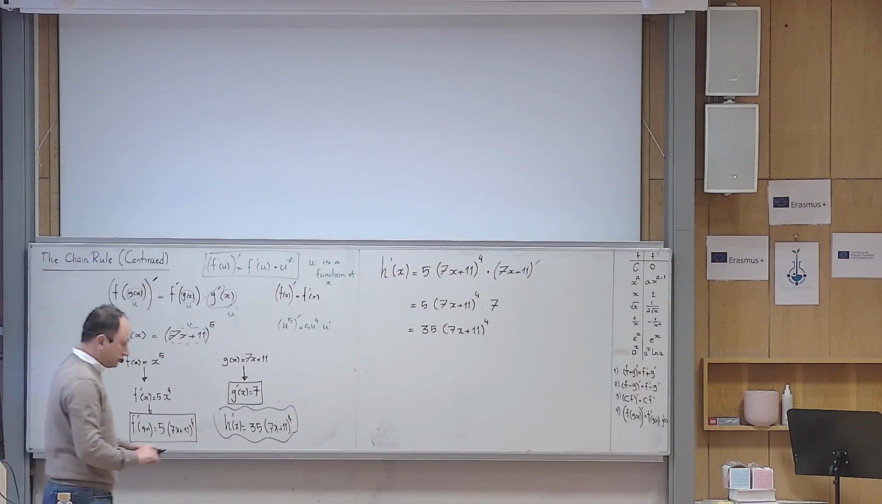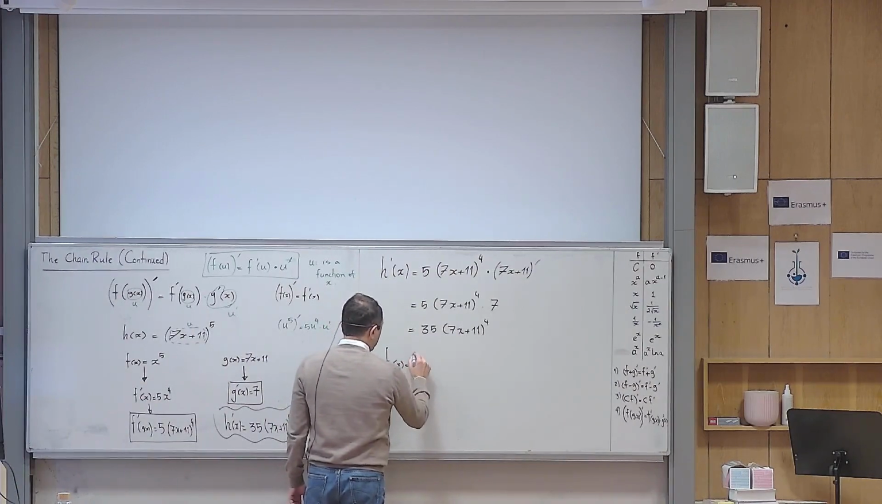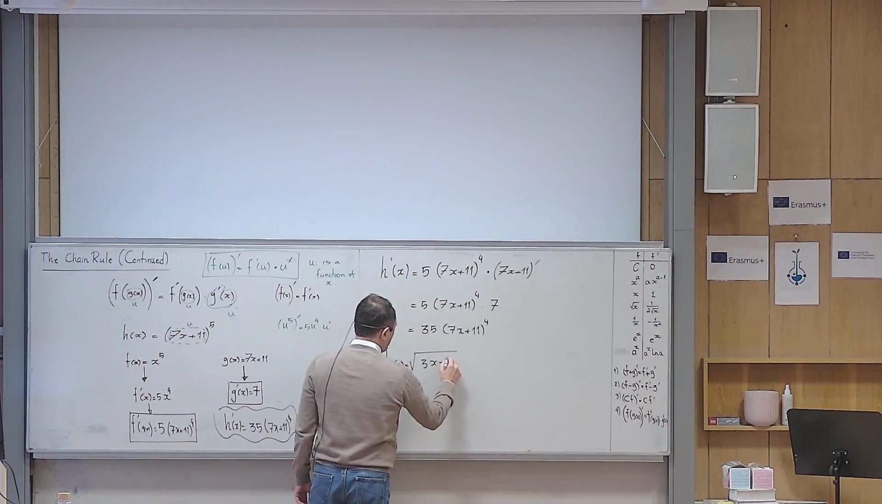So here, I don't need to change the name anymore. Okay, so I will stick to the name f again. So f is the square root of 3x minus 4. So f of x is the square root of 3x minus 4.